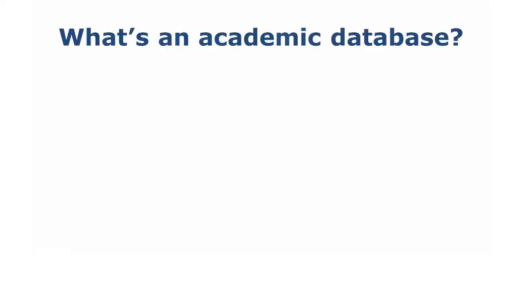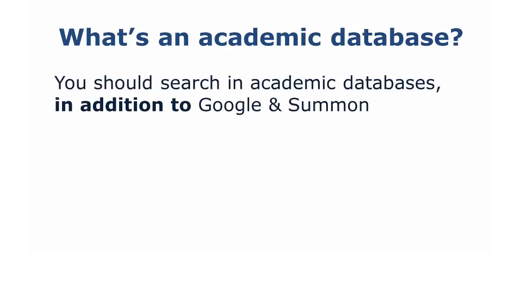As mentioned, Google and Summon are great ways to get started on your research, but it can be difficult to sift through all the results, especially if you want scholarly resources from a specific subject area. To find the best resources on your topic, you should search in academic databases, in addition to Google and Summon.